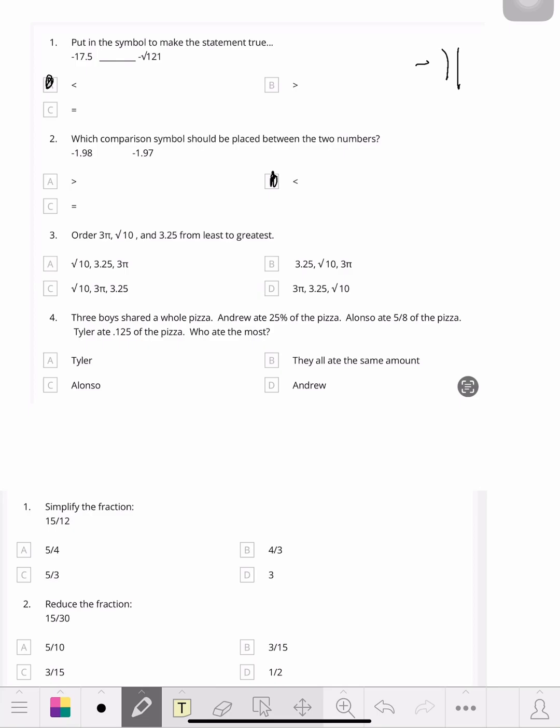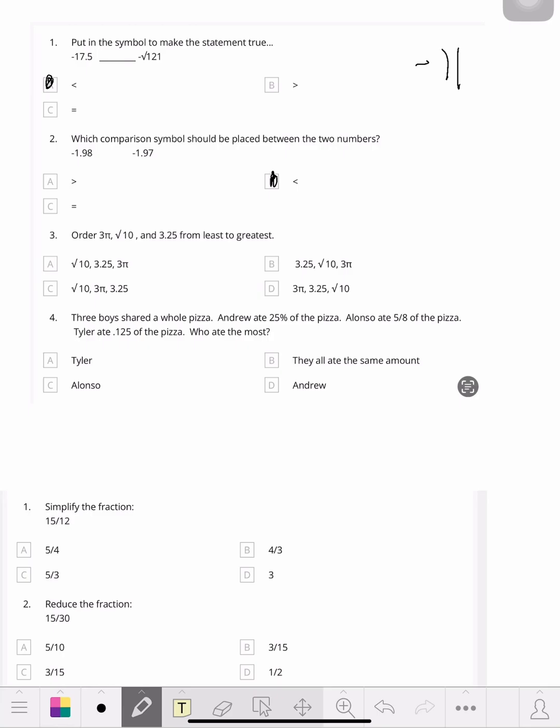Now, order: they want 3 times pi, the square root of 10, and 3.25 from least to greatest, okay? So now you've got to put these in perspective. Make them all numbers and decimals if you so desire, but really you can solve this kind of quick. You know that 3 times pi, which is 3.14 as an average, is going to be a pretty big number, greater than all the rest. So you know that 3 pi is going to be the last one.